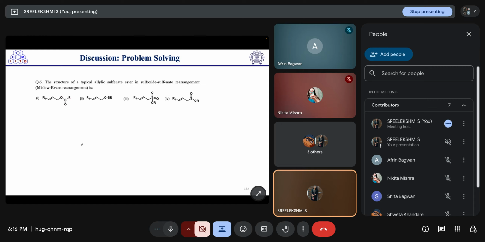Next question. The structure of a typical allylic sulfonate ester in sulfoxide sulfonate rearrangement, which is called Mislow-Evans rearrangement, is... So which out of these compounds given here will be the sulfonate ester that will be involved in this Mislow-Evans rearrangement?